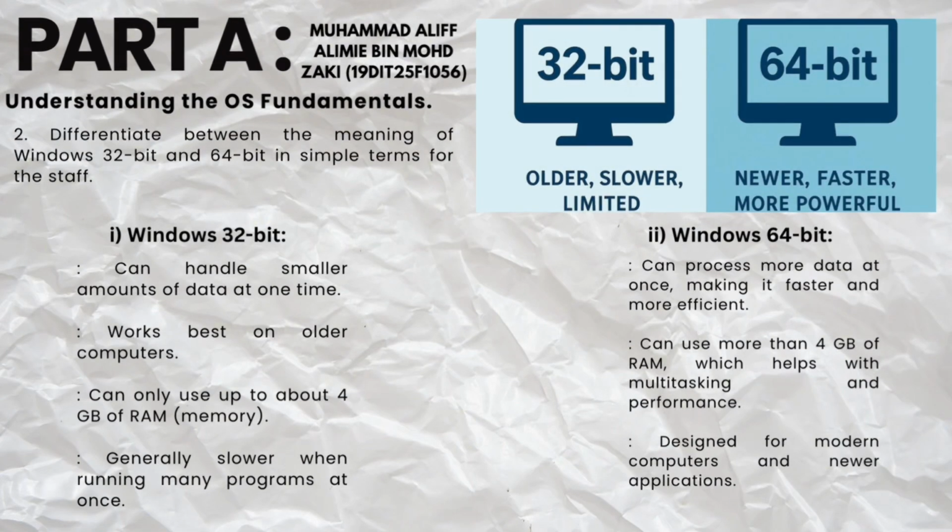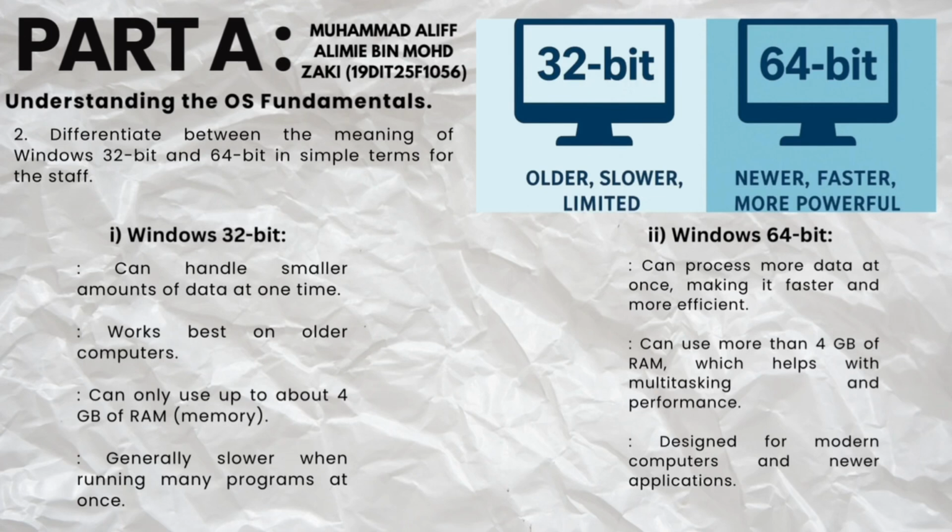The second question I would like to ask is, differentiate between the meaning of Windows 32-bit and 64-bit in simple terms for the staff. What you can see in the slide, there are 2 versions, Windows 32-bit and 64-bit, which means 32-bit is slower, older, and has smaller limits than 64-bit, which is newer, faster, and more powerful.